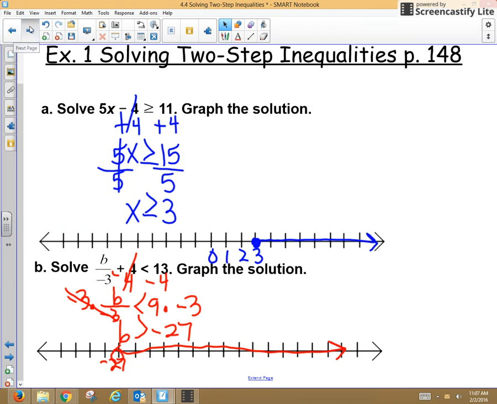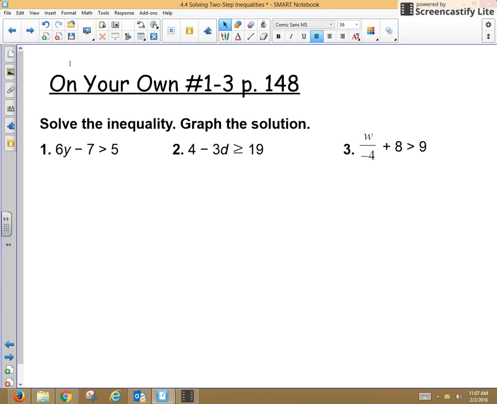Now let's try on your own. Numbers 1 through 3 on page 148. Solve the inequality and then on a number line, graph the solution.